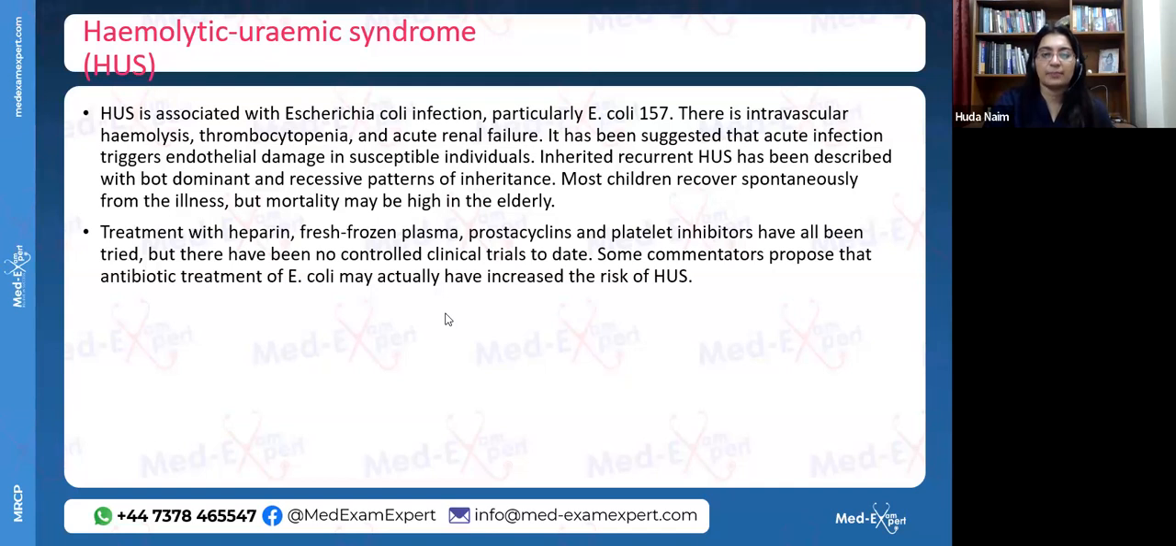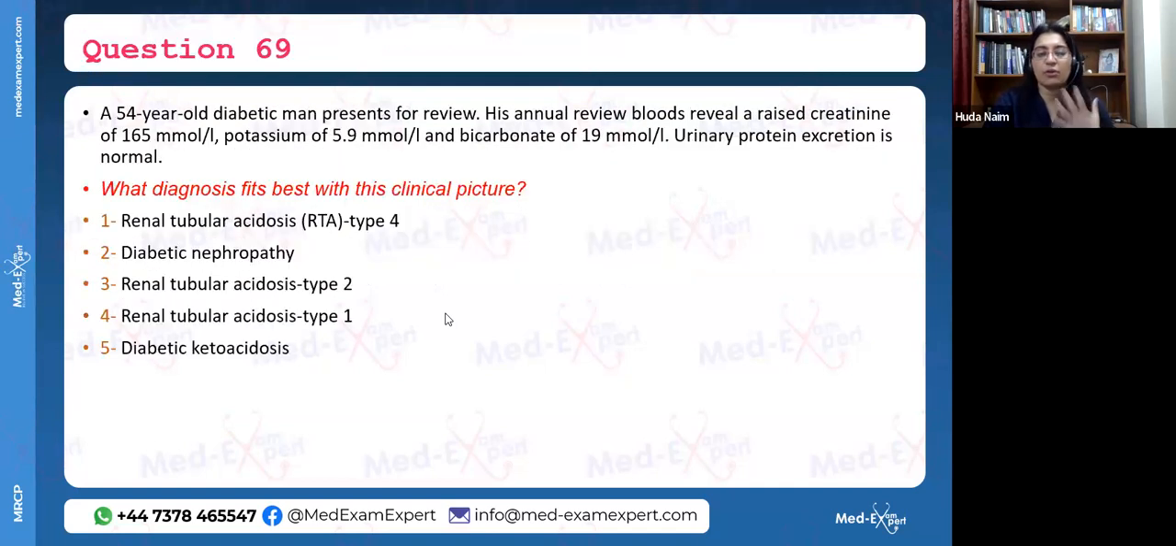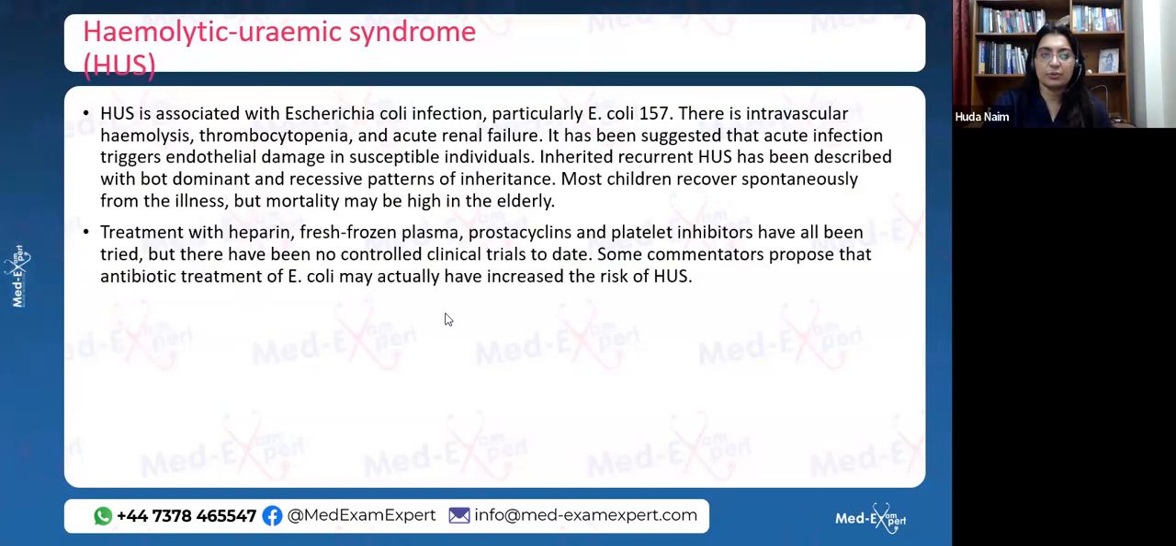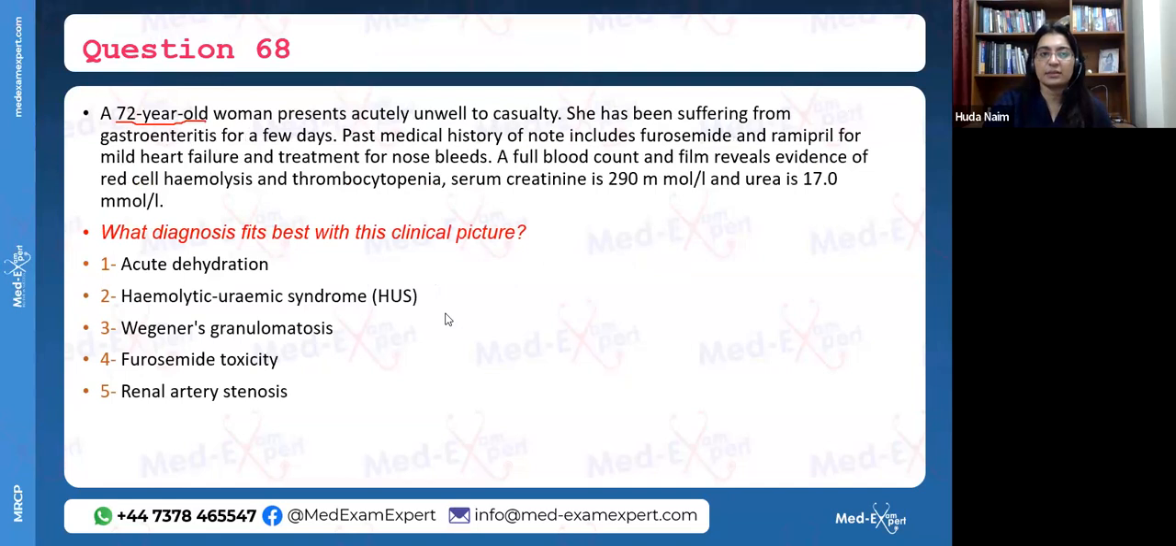Okay, the next one. Nosebleeds, yeah, definitely, because all of the platelets are being consumed, so that could lead to nosebleeds. Okay, read the whole clinical vignette. Do not isolate nosebleeds. Okay, read it in context with the remaining things. Okay, so the patient has had heart failure, no, and there's evidence of hemolysis, thrombocytopenia. In vaginas, you will not get hemolysis or thrombocytopenia. Okay.